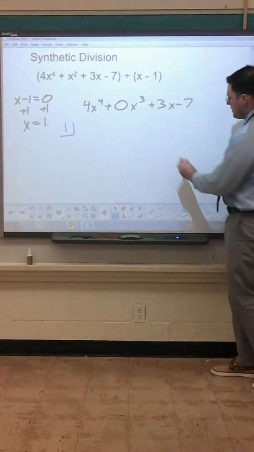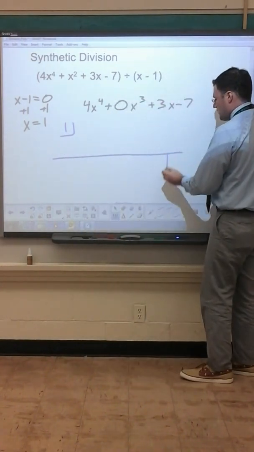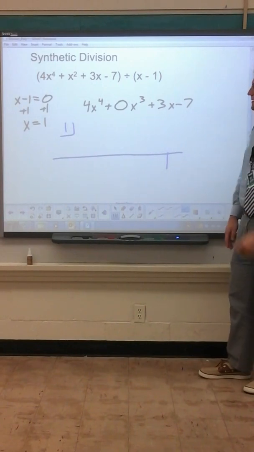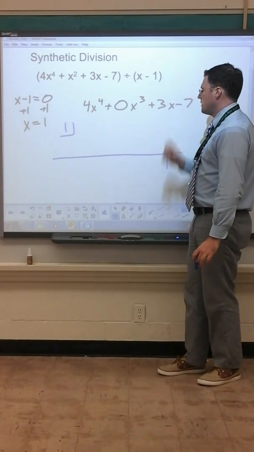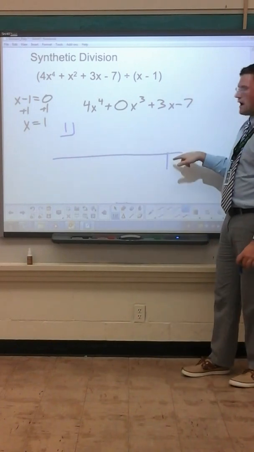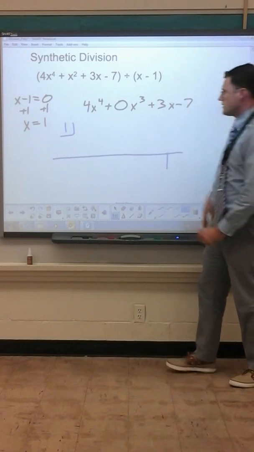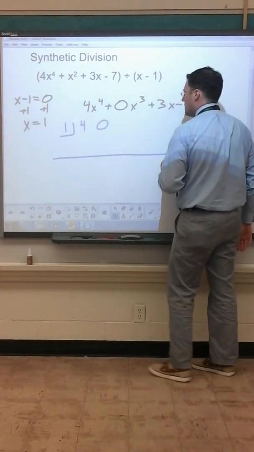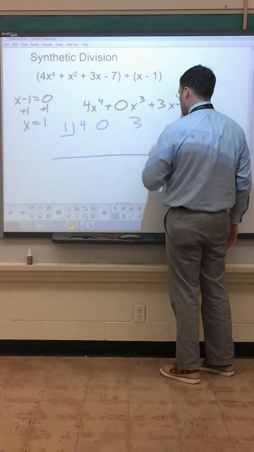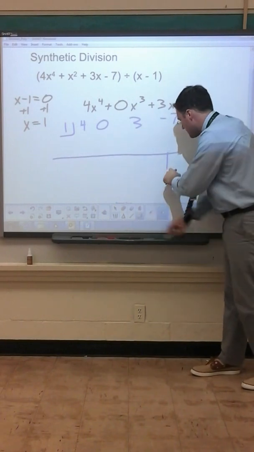Now I'm going to draw a line. I'm also going to draw a little box right here underneath this line. And I'm going to put coefficients across this line, with negative 7 being the last one above this box. So 4, 0, 3, and negative 7. Maybe I'll move this box just slightly.